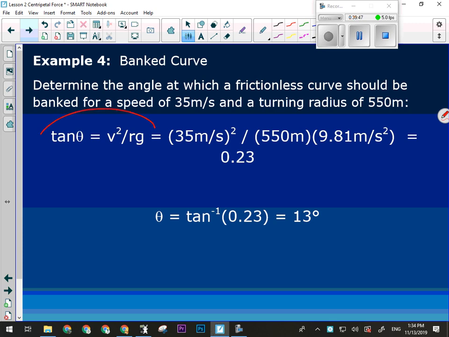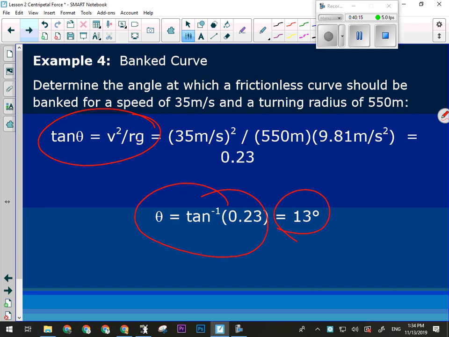So here's our formula: the tan of theta, so the angle of bank, equals v squared over r times g. All right, so if we're looking at this here, we got 35 meters per second, so we got v, we got r, 550, and we always know what g is. So if we plug in those numbers, that'll give us the tan of theta, which is 0.23. If I take the inverse tan of that, I get that this thing has to be banked at 13 degrees.